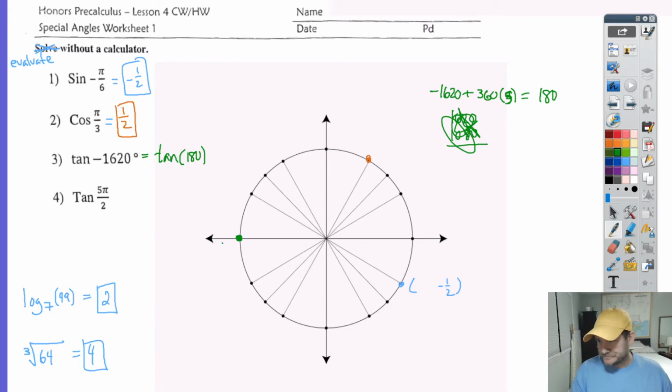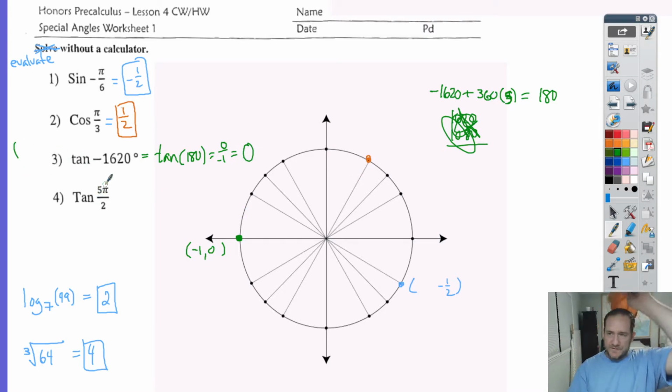Anyway, I'm here. That means my coordinates are 1, 0 in that order. The order is very important here. Tangent's y over x. So the fact that 0 is in the numerator means we're not undefined, we're just 0. There. That one took too long.